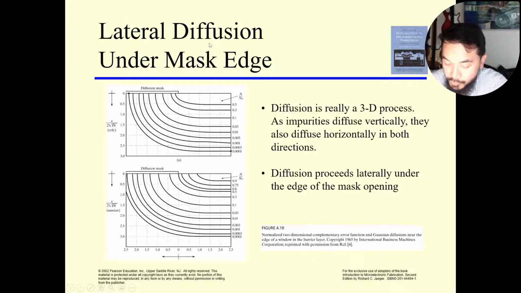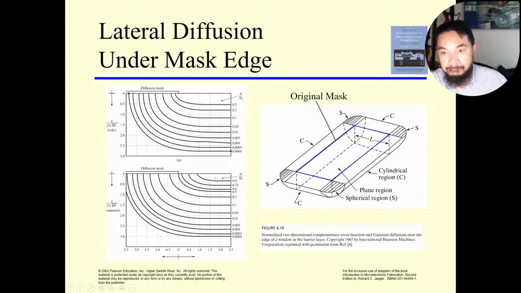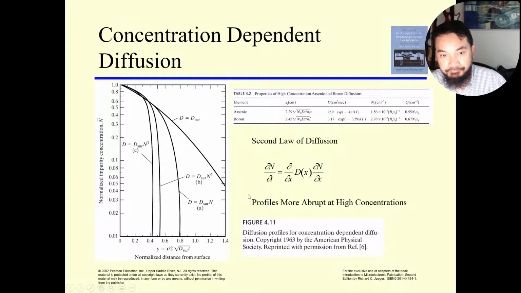When we do diffusion, it is not only happening downwards, but also laterally. So diffusion is really a 3D process. As impurities diffuse vertically, they also diffuse horizontally in both directions. Diffusion proceeds laterally under the edge of the mask opening. So when you are designing your process, you need to take this into consideration. If you don't want the lateral diffusion to be too large, your pre-dep step, when you are depositing the impurity atoms, must be in a smaller area compared to the area which you desire.